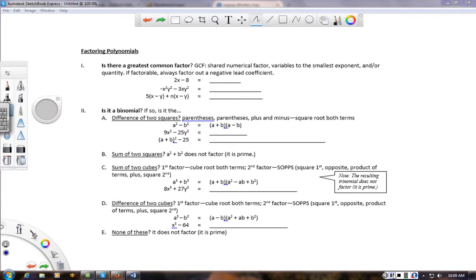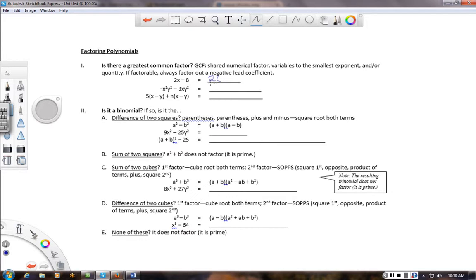First, we must look at the greatest common factor. It is a shared numerical factor and shared variables, with the smallest exponent. If there is a negative up front, we will always factor out that negative lead coefficient as well. Let's begin. In our first polynomial, we see 2x minus 8. As you can see, 2 is a common factor in both of our terms, so we will factor out the 2 by using the distributive property.